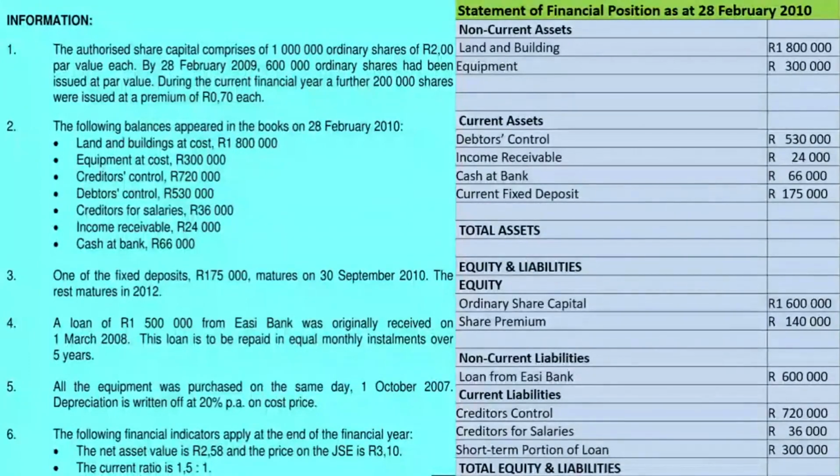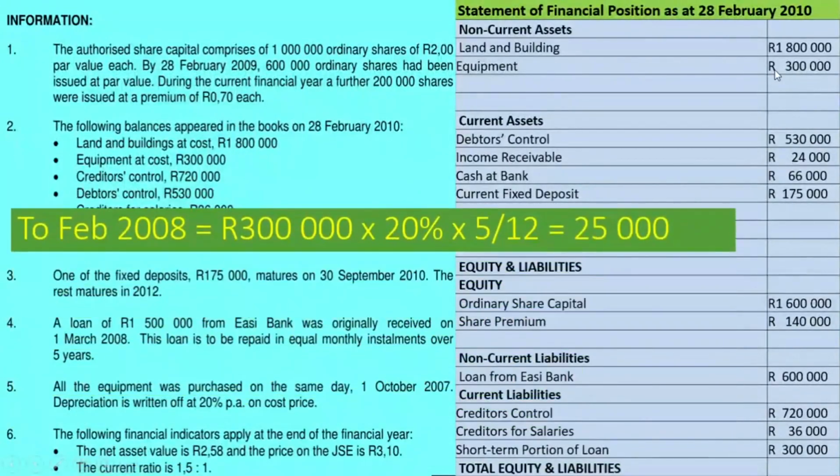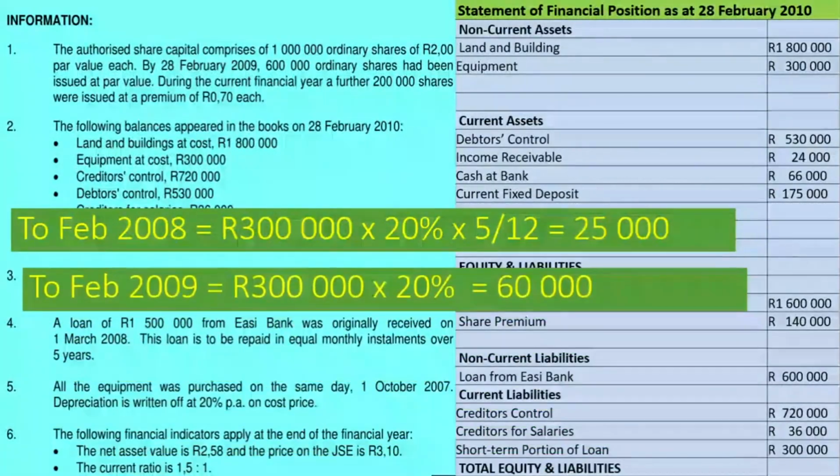So we're going to take the equipment, which is 300,000 rand, times 20%, times 5 months, divided by 12 months, because we had it for 5 months for the year ended 28 February 2008. So that gives us a total of 25,000 rand. And then to the year end 28 February 2009, we had it for the full 12 months, so it's 300,000 times 20%, which gives us 60,000 rand.